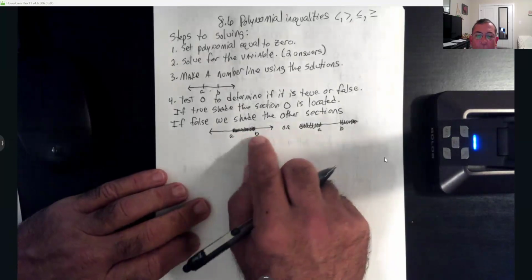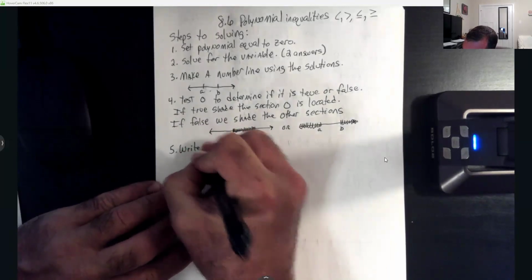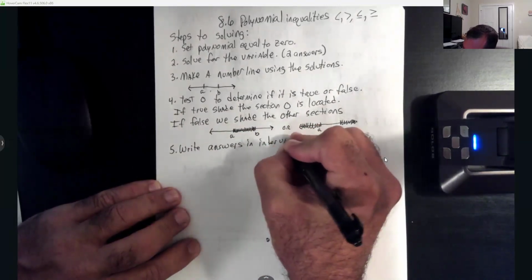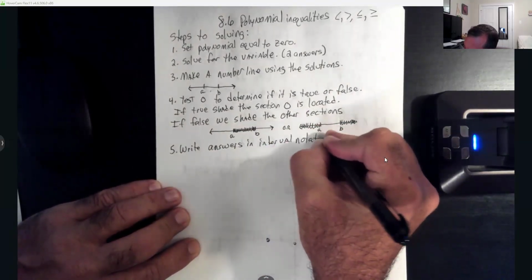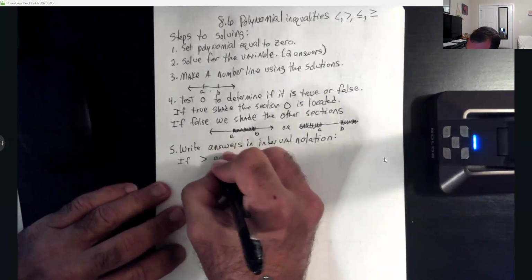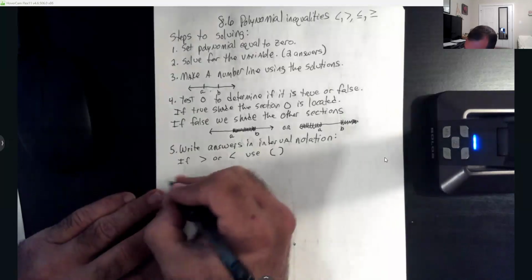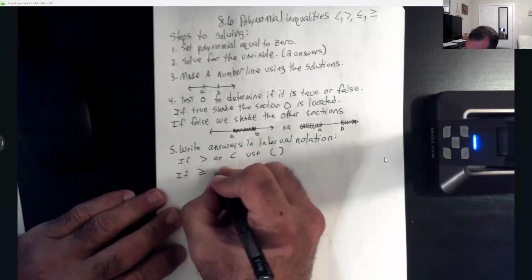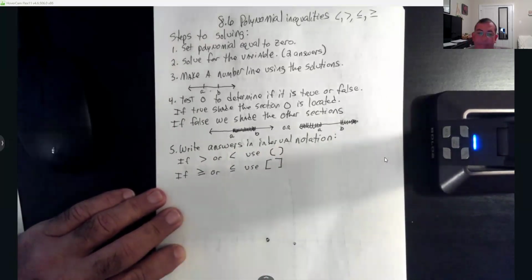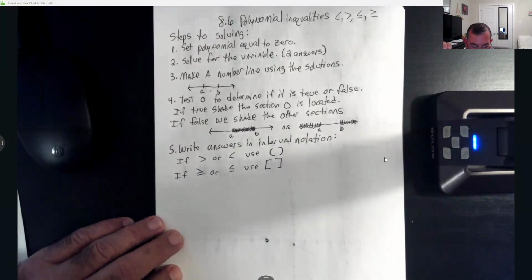Now, here's where you got to watch out for when you're writing these answers: write answers in interval notation. If it's greater than or less than, you're going to use parentheses. If it's greater than or equals or less than or equals, we're going to use brackets. So if it's equals, we're going to use the brackets just like we have in the past, okay?